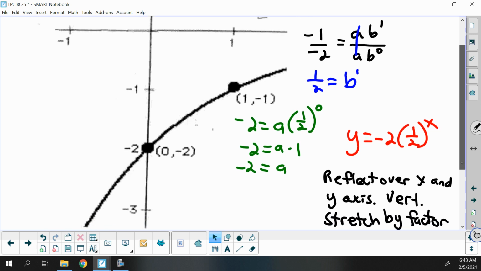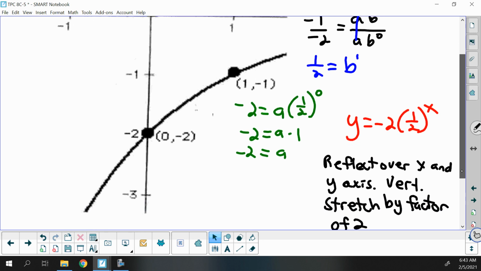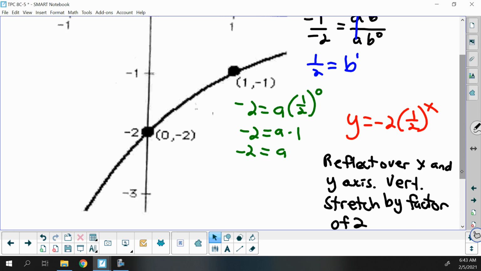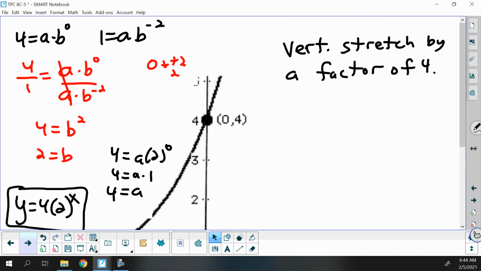Negative 2 times 1/2 to the x, we had reflection over the x-axis from the minus, and you could either say vertical stretch by a factor of 2 or multiply the y's by 2. We got 4 times 2 to the x, so you can either say multiply y's by 4 or vertical stretch by a factor of 4. Here's another one that when you divide the b's and subtract the exponents, be careful. 0 minus a negative 2 really becomes a plus 2, and then you take your square root to get your b.